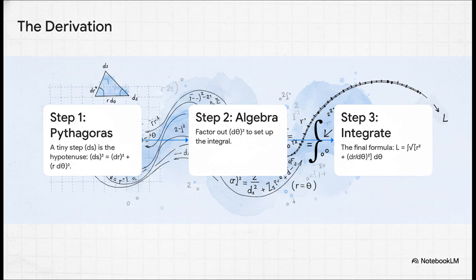And here's where it all clicks. It's beautiful, really. Those two little movements, the dr and the r d theta, they perfectly form the two legs of a tiny right triangle. And the actual step you took along the curve, that's the hypotenuse, ds. So thanks to Pythagoras, we know that ds squared equals dr squared plus (r d theta) squared. After a little bit of algebra and the magic of integration, we can add up all of those tiny hypotenuses to get our final formula for the total length L. I mean, how cool is that?